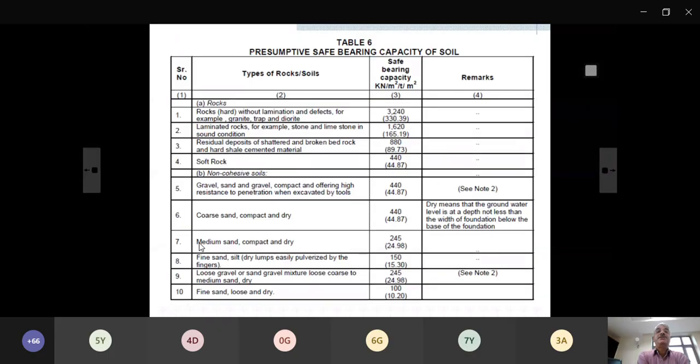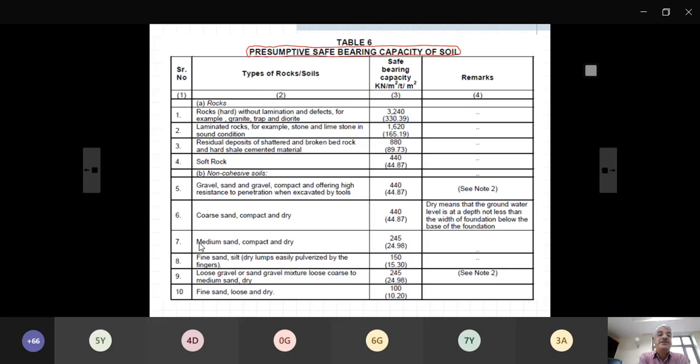Presumptive safe bearing capacity of soil. Please read the word very carefully. Many times in railways also, people consider this as the final gospel truth and take this. Please read. First the code says what this is for, and then the word itself is presumptive, and further also it is said. I will show you.